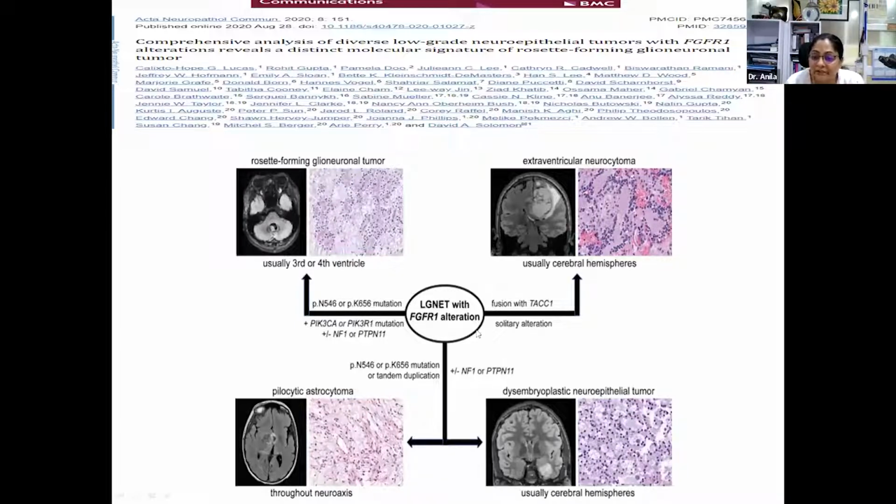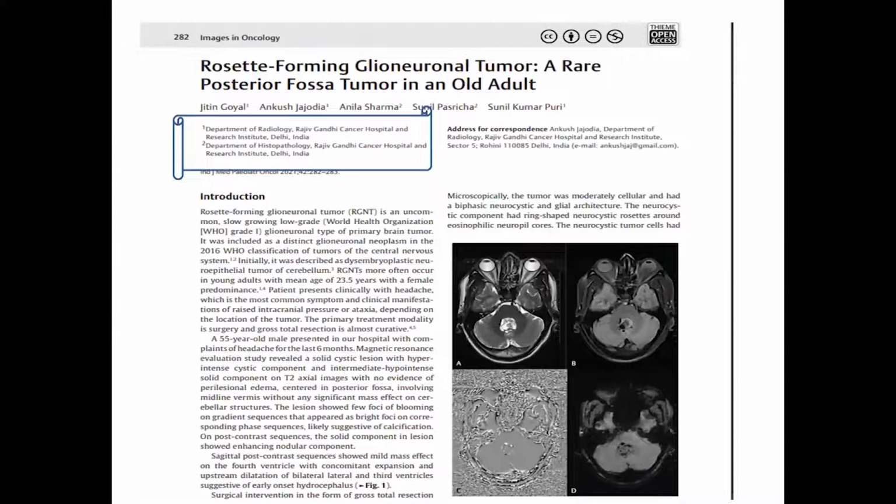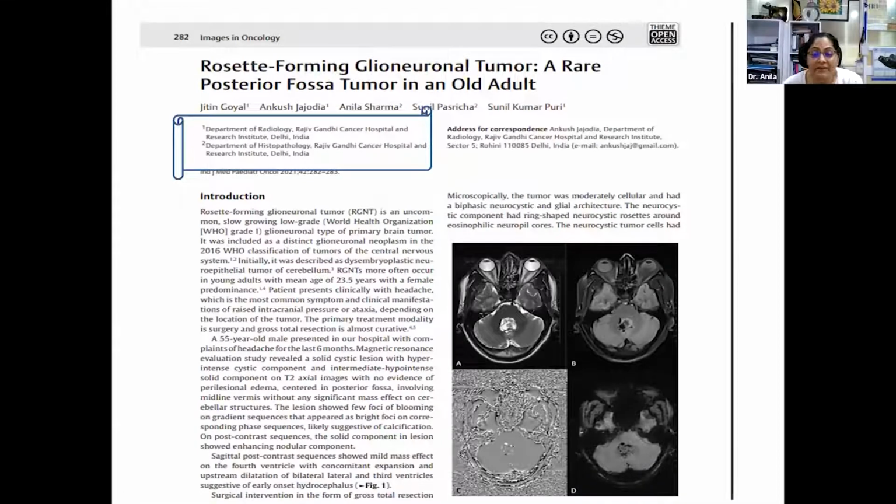And if the tumor is a central neurocytoma, and along with FGFR there is an FGFR-TACC1 fusion, then most likely it will be a neurocytoma. I think we can skip this and go to the next slide. We had just one case and we have published it. I'm sorry, I could not share the morphology. I just skipped that slide.